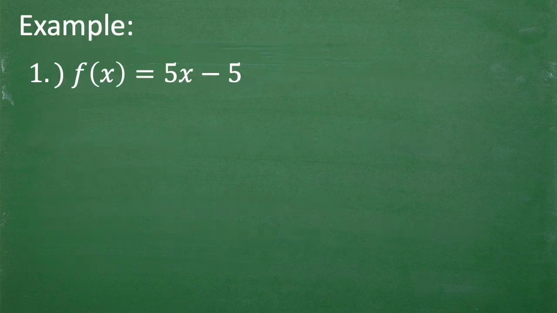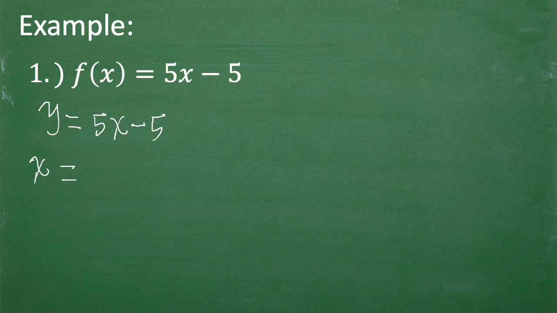Now let's have example number 1. f of x equals 5x minus 5. So first is to replace f of x with y, and then just copy the function, 5x minus 5. And then next is to interchange the position of x and y. So y becomes x, and then x becomes y.